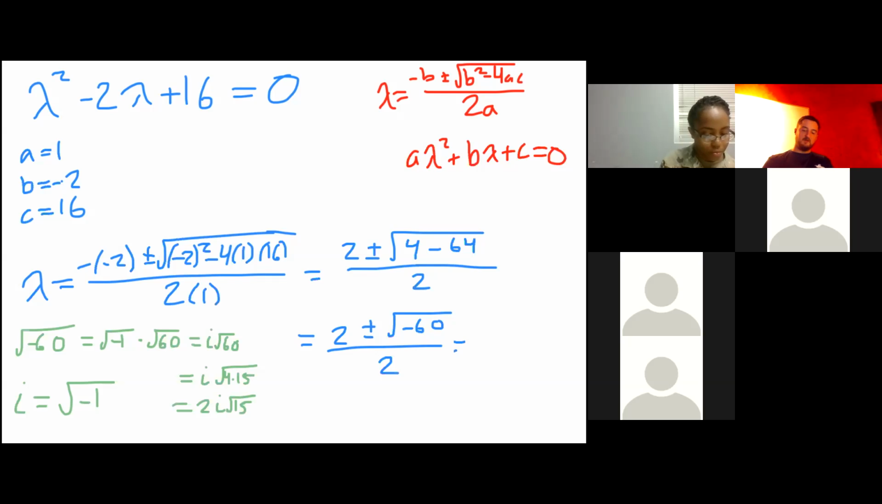So that means in blue, we just went off to the side and did some scratch work. This is 2 plus or minus 2 times i times the square root of 15, all over 2. What does that reduce to?